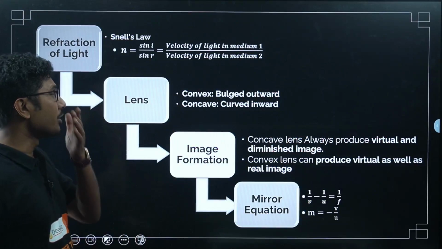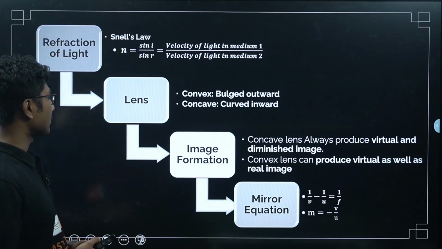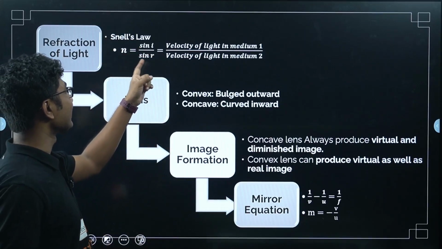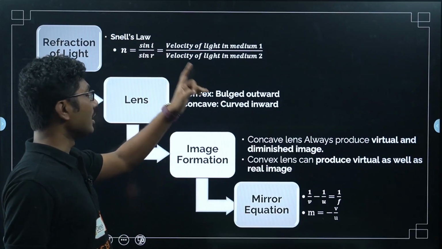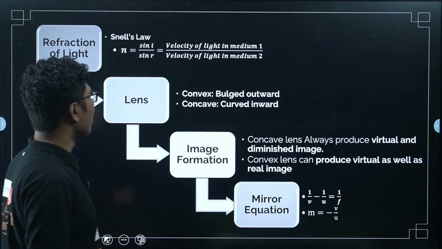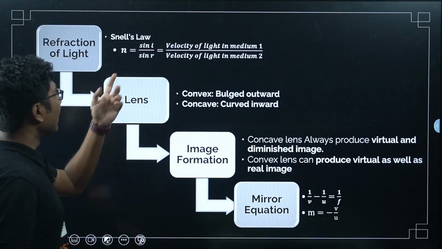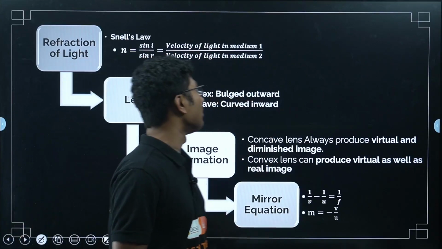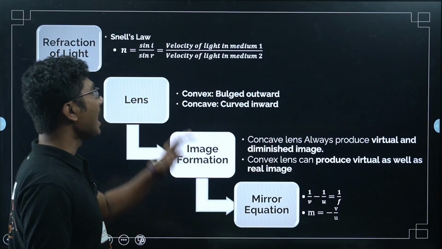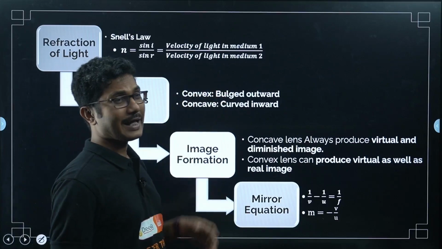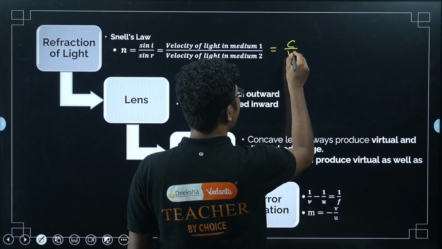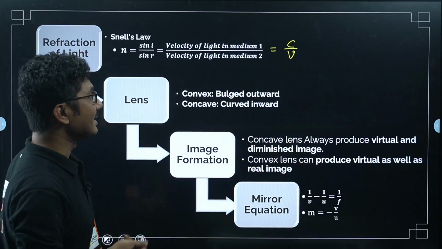First of all, let us look into the overview of the chapter. First of all, refraction of light. Now, the most important part of refraction of light is Snell's law. Snell's law says that sin i by sin r is equal to a constant. That constant is given by the refractive index, denoted by small n, and it is basically the velocity of light in medium 1 divided by the velocity of light in medium 2. Generally medium 1 is considered either air or vacuum. In that case it becomes c by v.